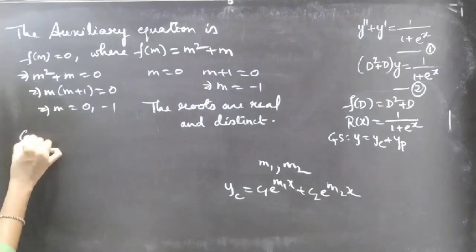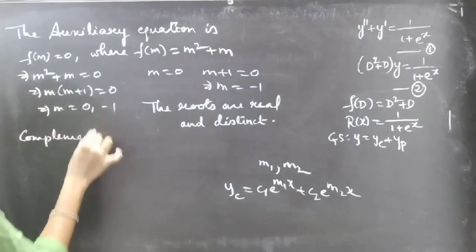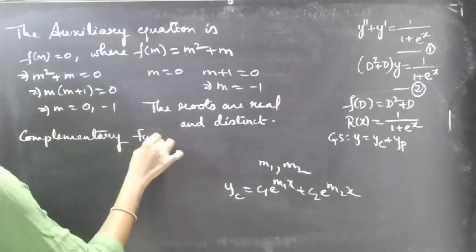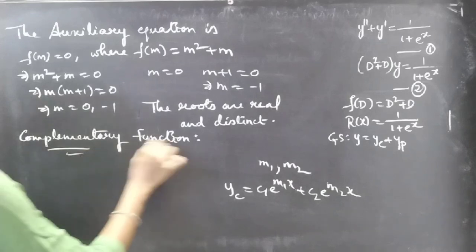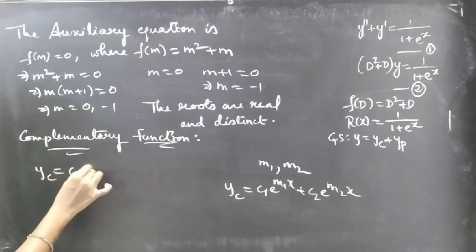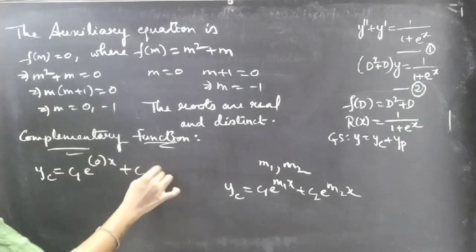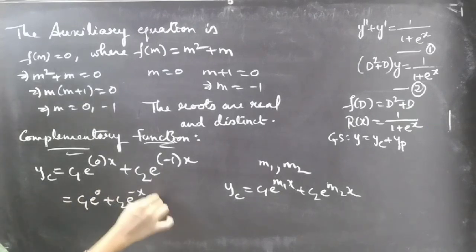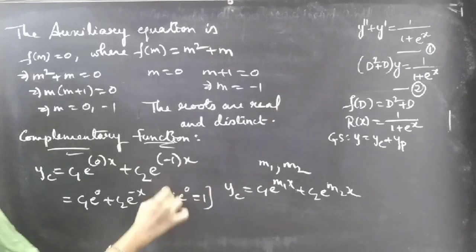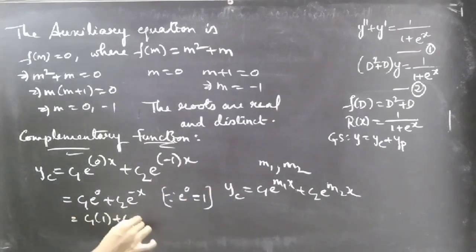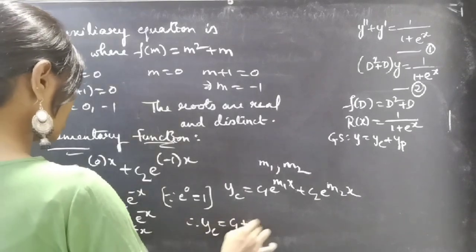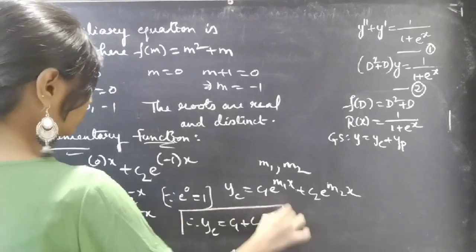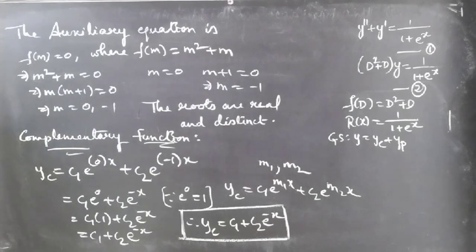Now coming to the complementary function, yc = c1 e^(0·x) + c2 e^(-x), which gives us c1 e^0 + c2 e^(-x). Since e^0 = 1, we'll get c1·1 + c2 e^(-x), which gives us c1 + c2 e^(-x). Therefore yc = c1 + c2 e^(-x). Okay, we got yc. Let's now find yp.